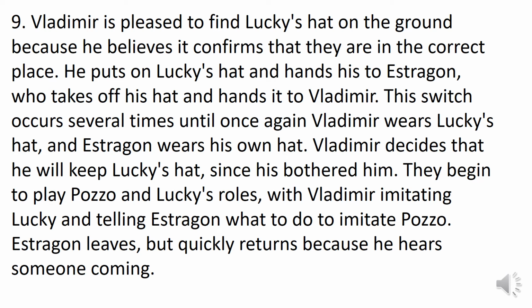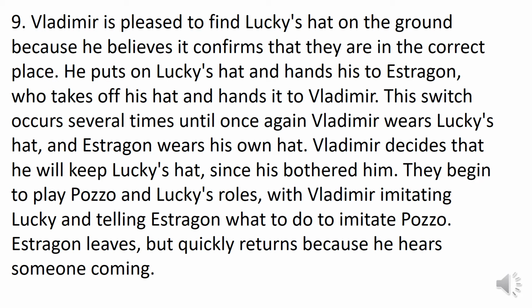The switching occurs several times until once again Vladimir wears Lucky's hat and Estragon wears his own hat. Vladimir decides that he will keep Lucky's hat since it has bothered him. They begin to play Pozzo and Lucky's roles, with Vladimir imitating Lucky and telling Estragon what to do to imitate Pozzo. So obviously, even though Estragon now takes on the dominant role, Vladimir still tells him how to do that. He can't just do whatever he wants. So once again, that power struggle.